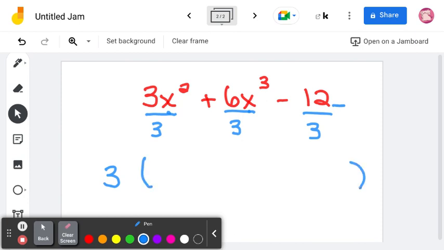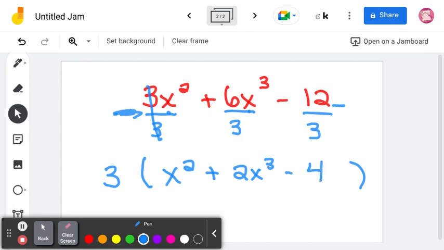So you have these little division problems. 3x squared divided by 3 is just x squared. 6x to the third divided by 3, let me bring down the plus, is 2x to the third. And then 12 divided by 3 is 4.